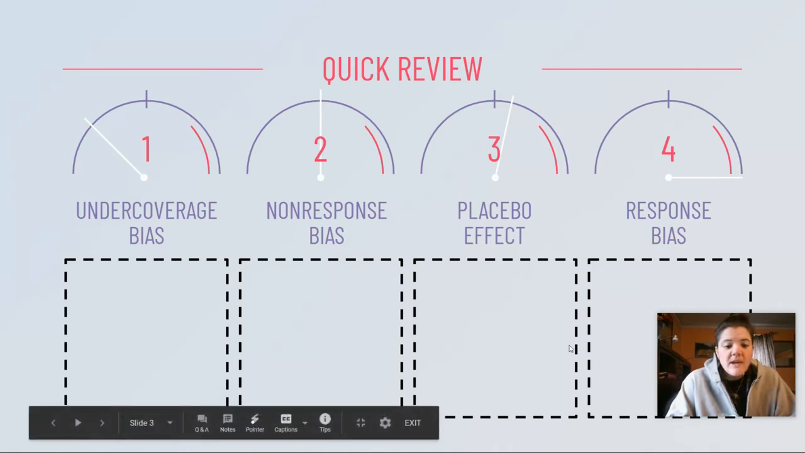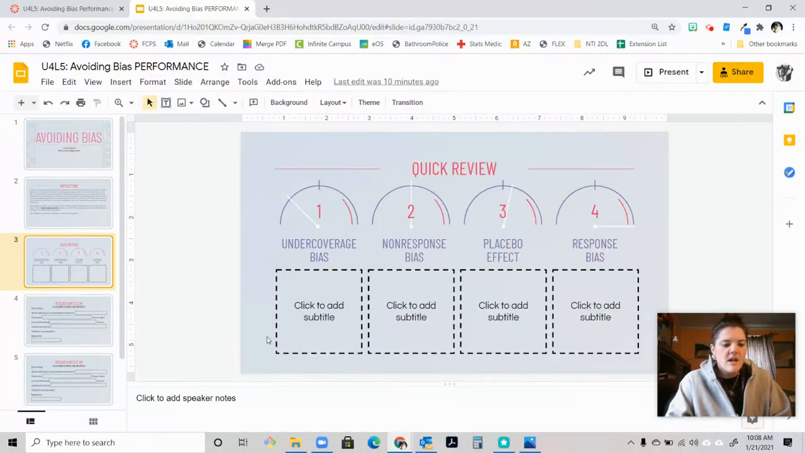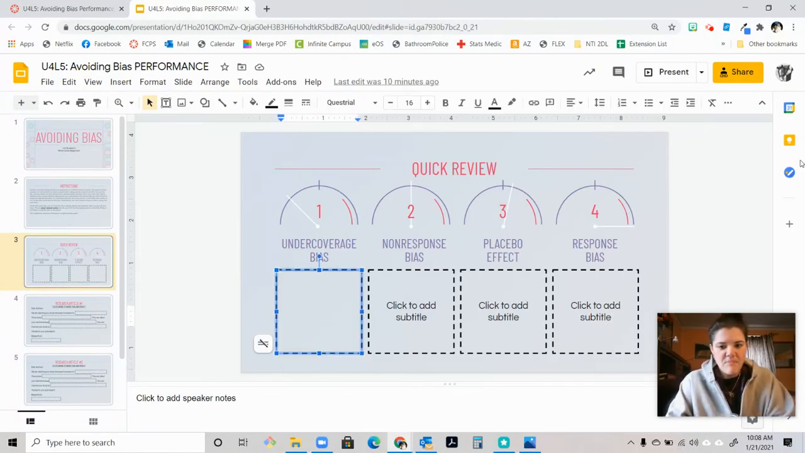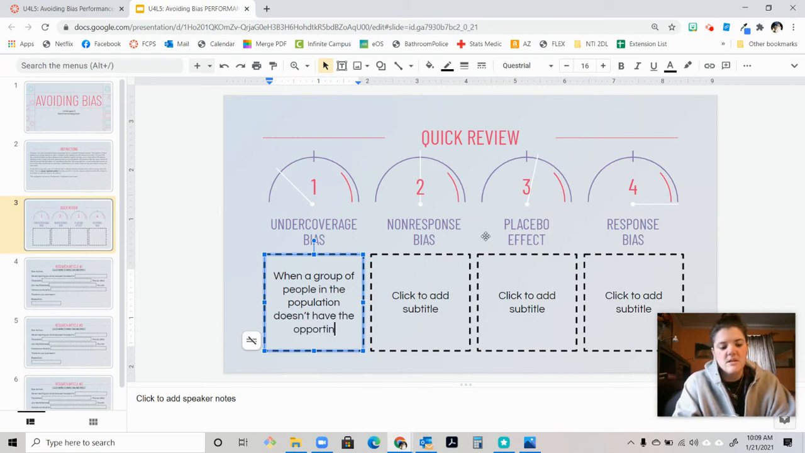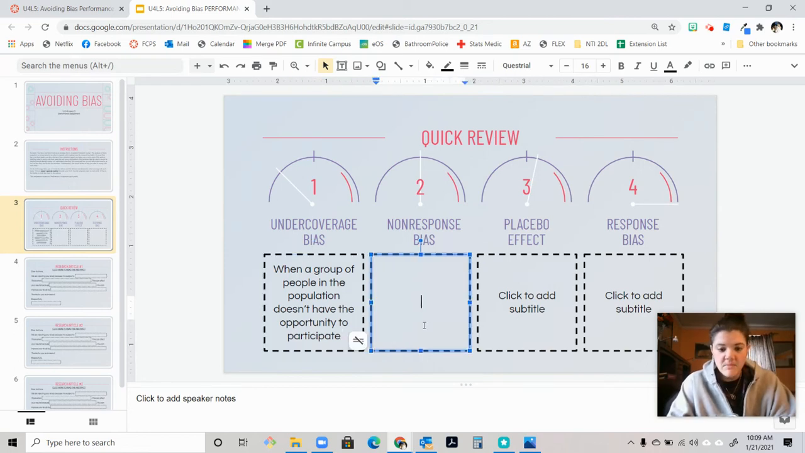So here you're going to do a quick review of what the different biases are. Well, we said that undercoverage bias is when a group of people in your population doesn't have the opportunity to participate. So remember when the mayor was calling only home phones? Well, I'm not super old and I don't have a home phone. So a lot of young people wouldn't have a chance to respond.